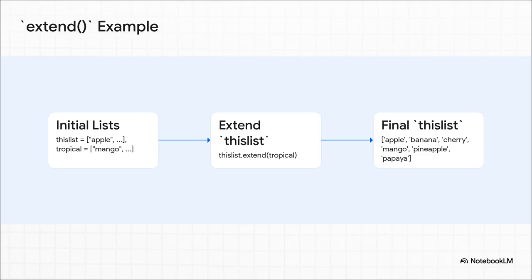See how it works? You take your first list, this list, and you call .extend. Then you just hand it the entire tropical list. And look at the result. It takes each item from tropical, mango, pineapple, papaya, and adds them one by one to the end of our original list. It's like pouring one bucket of water into another.